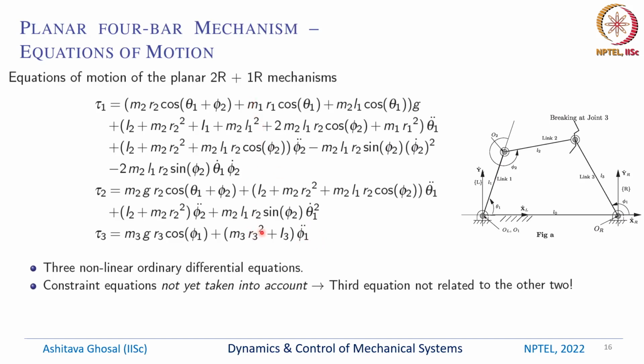So these are three nonlinear ordinary differential equations. We have not yet taken the constraints into account, and that is obvious. You can see that the third equation is not yet coupled to these two. We have broken the joint at O3, so we have just two individual serial chain systems: a 2R serial chain and a 1R mechanism. These equations will be coupled when we go back and use the constraint equations.